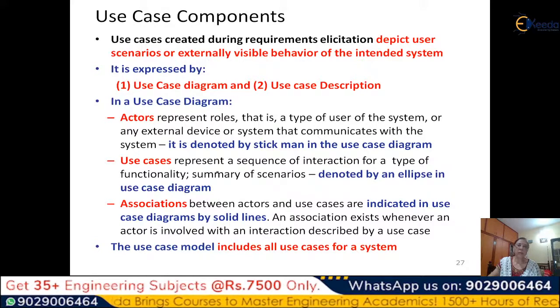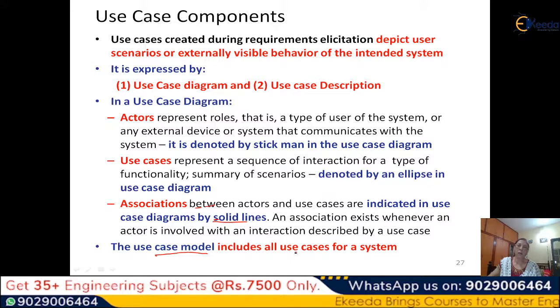And there will be use cases, which will be denoted like an ellipse. They will basically be the functionality, the sequence of interactions that the actor will do to satisfy the functionality. And that will be summarized as a single bubble initially, as a single ellipse. And then the association between the actor and the use case will be there. This will be denoted by a solid line. We'll see some examples. And when we say a use case model, it will include all use cases of a system.